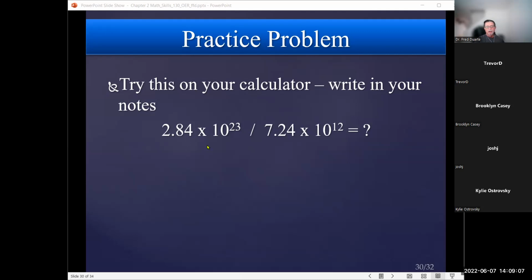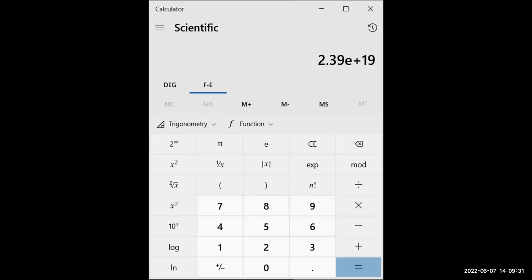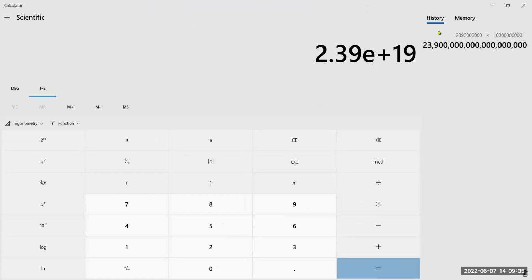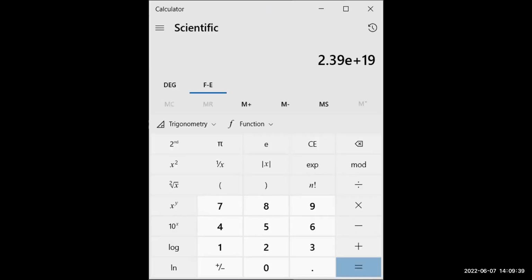We're going to take 2.84 times 10 to the 23rd, and we're going to divide it by 7.28 times 10 to the 12th. Okay. So let me share my calculator again. All right, so I'll just write it here: 2.84 times 10 to the 23rd, divided by 7.24 times 10 to the 12th. Okay?